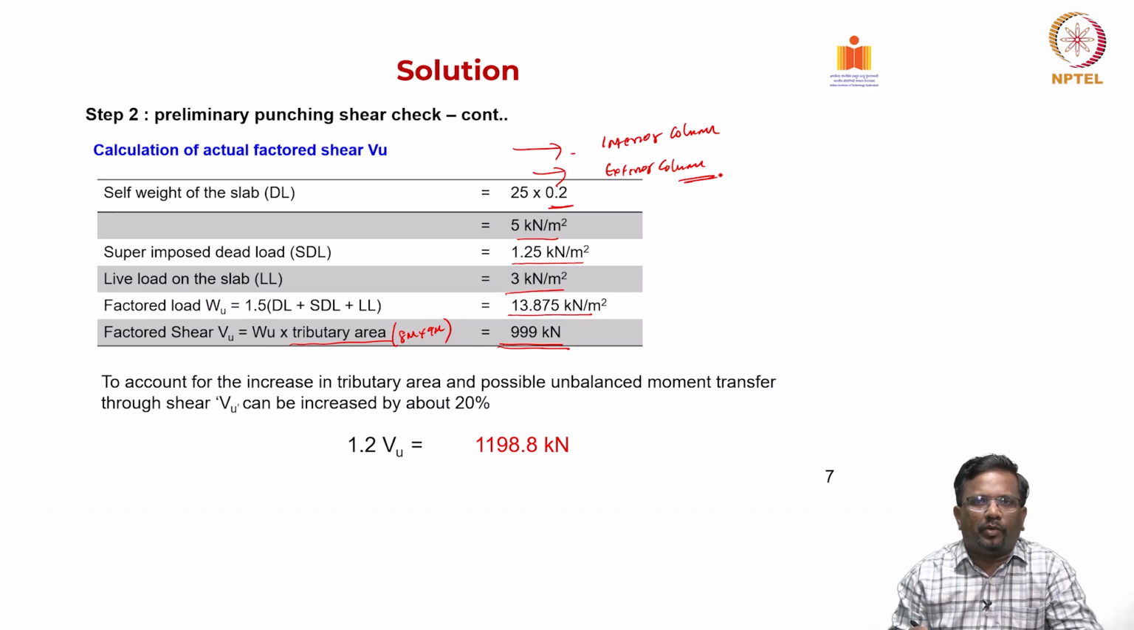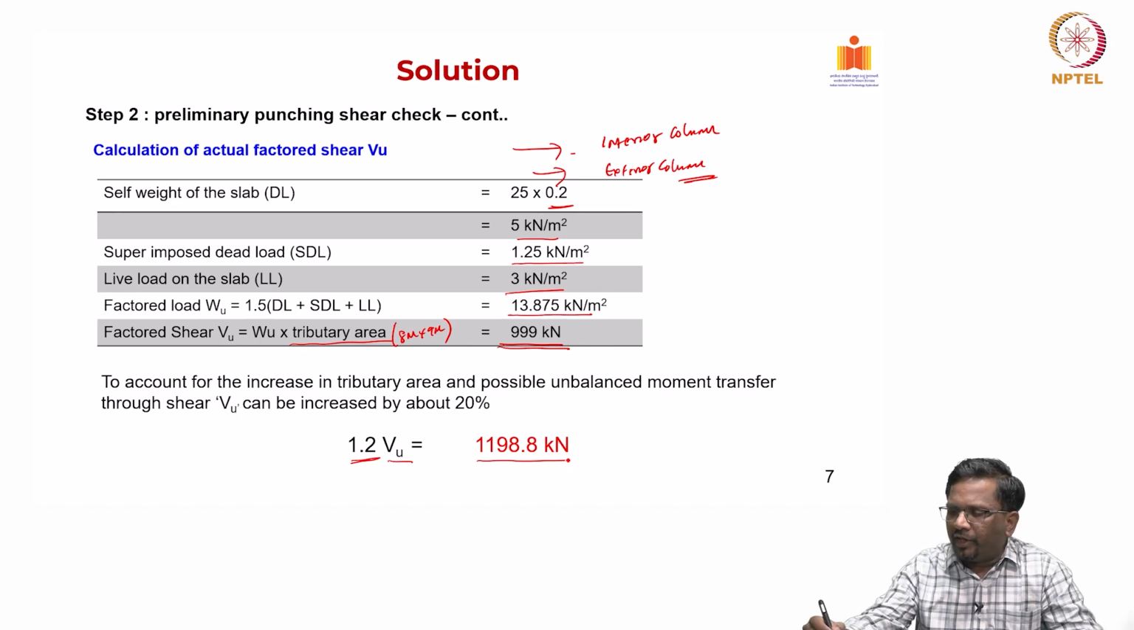Now, in the interior column, again we have discussed it in part 3 that there is also going to be an unbalanced moment that will be existing between the left side and right side of the column. That portion of it will be transferred through shear, and a portion of it will be transferred through bending in the slab. So, to account for this unbalanced moment transfer through shear, what we are going to do is the factored shear is multiplied by 1.2, or I am increasing it by 20%, which works out to be 1198.8 kilonewton.